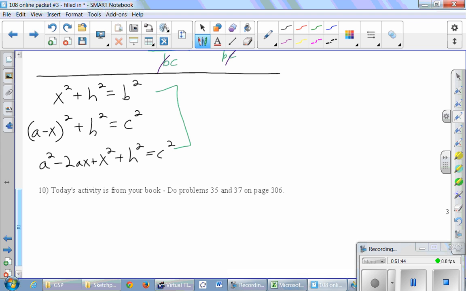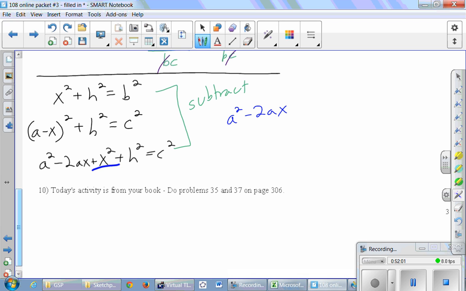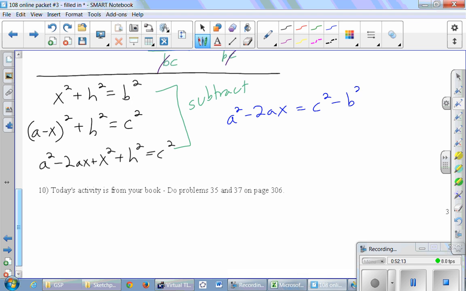And then what I want to do is take these two equations and subtract. Let's go ahead and do the bottom equation minus the top equation. So if we do that, then the first thing I see is a squared minus 2ax. When I subtract this guy minus this guy, the x squareds cancel and the h squareds cancel. That's great. And then we'll subtract on this side and we'll just write c squared minus b squared. Okay, so that's subtracting the bottom equation minus the top equation and canceling.